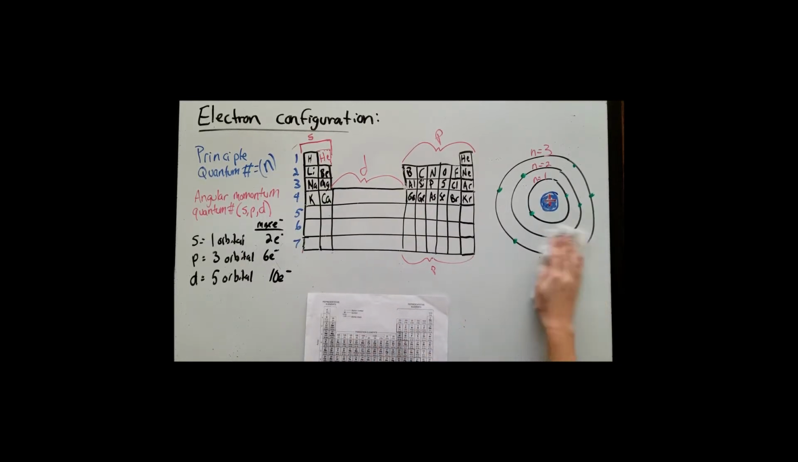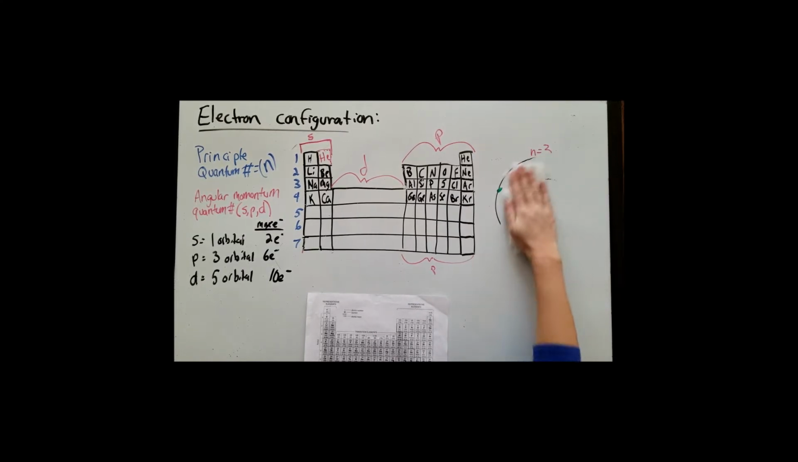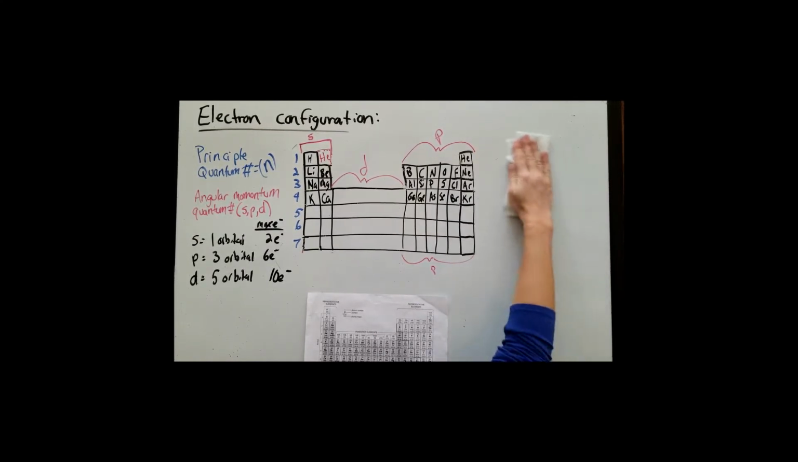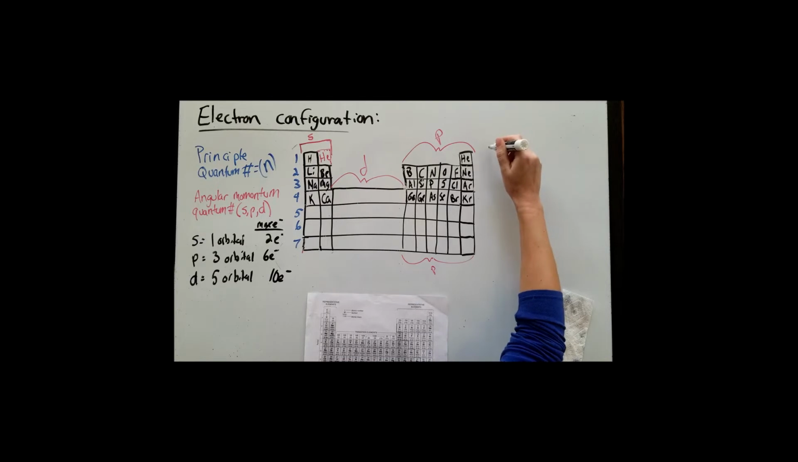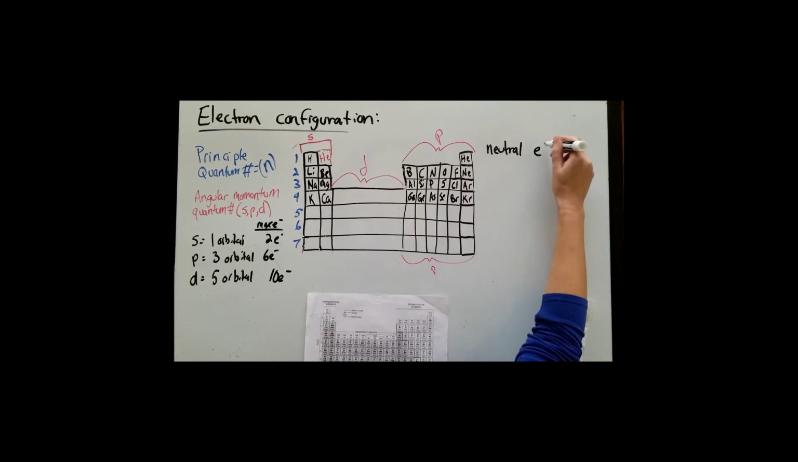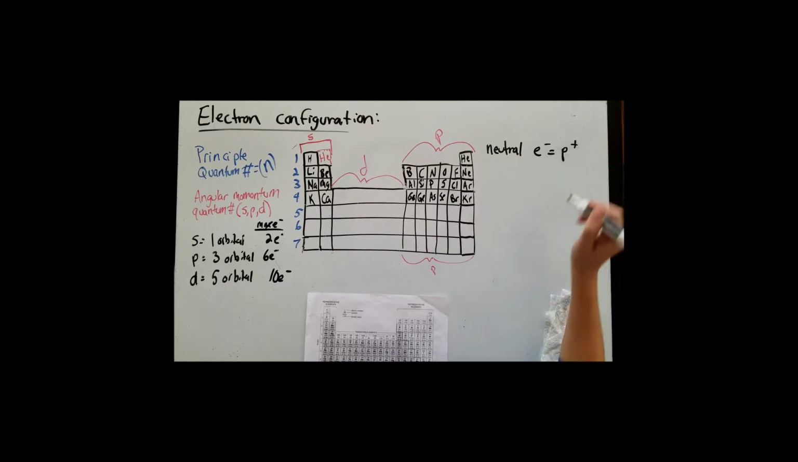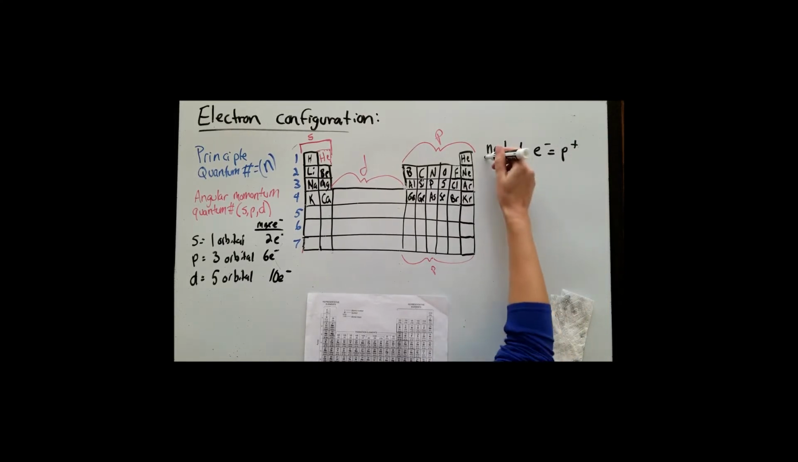Now what I want to do is write an electron configuration representing a neutral element. So we're going to start with neutral elements. And if you watched the last video, you'll remember that when we're talking about neutral elements, the electrons equal the protons. Okay, so I'm describing a neutral element here.